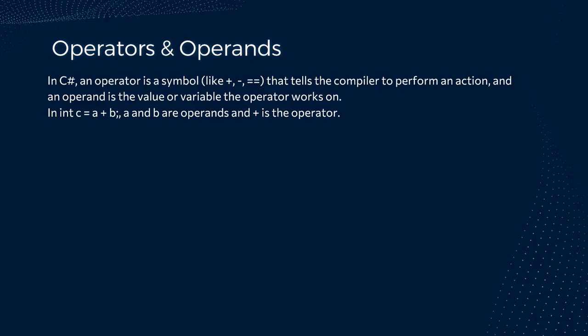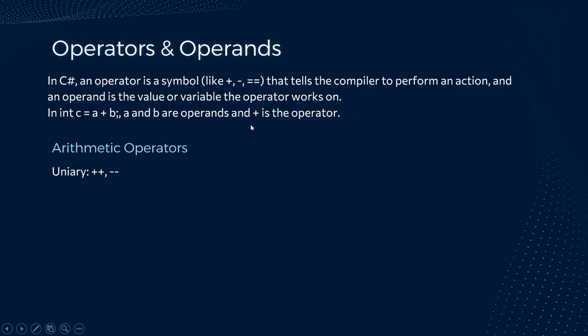So what exactly are operators and operands? In C Sharp, an operator is a symbol like plus, minus, equal to that tells the compiler to perform an action, and an operand is the value or variable the operator works on. So here in this example, int c is equal to a plus b. a and b are operands and plus is the operator.